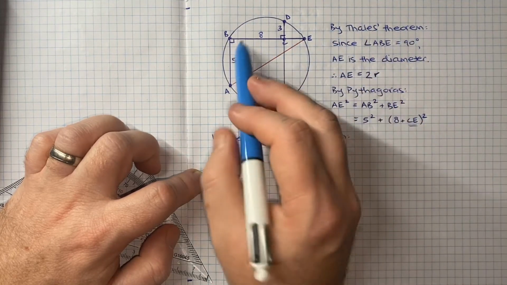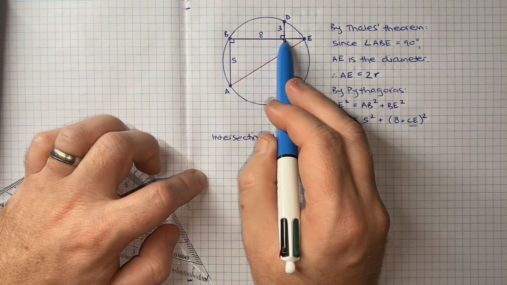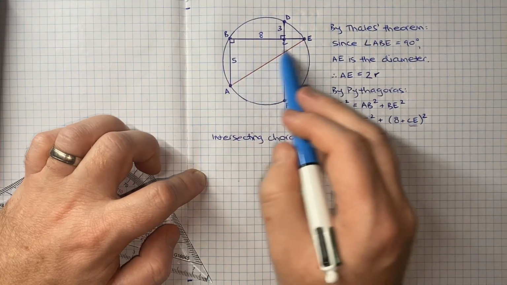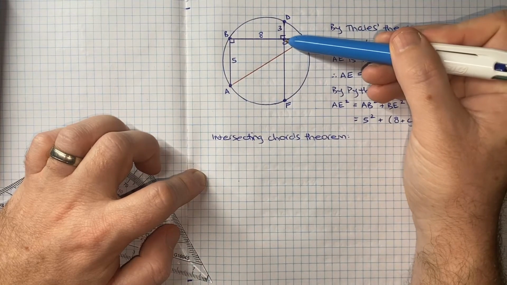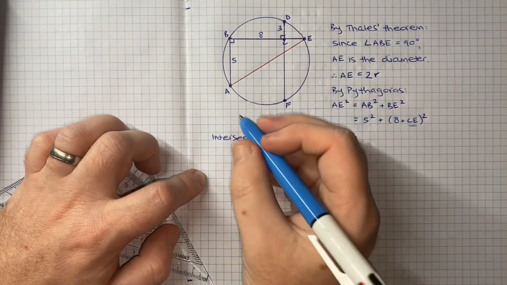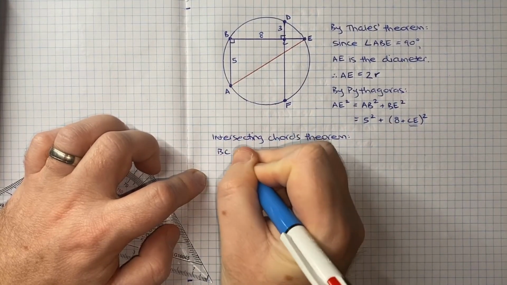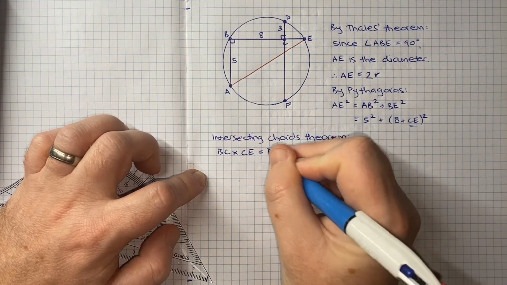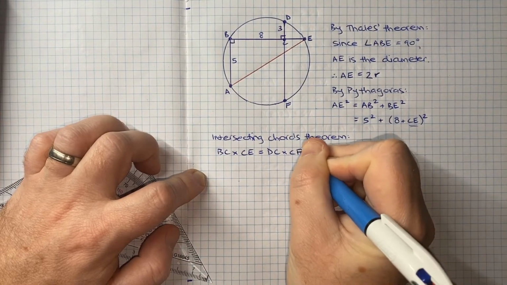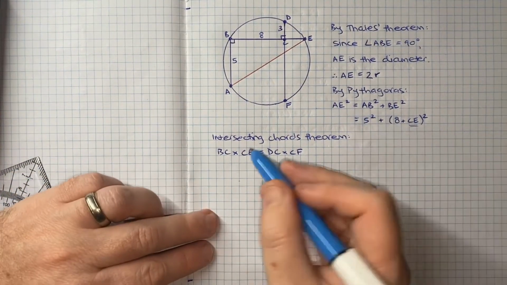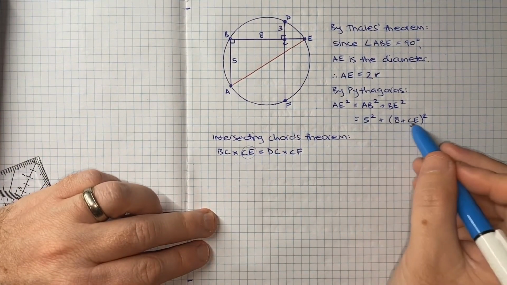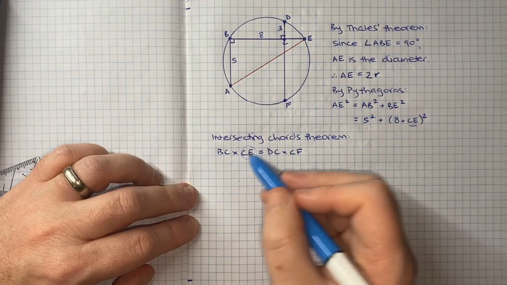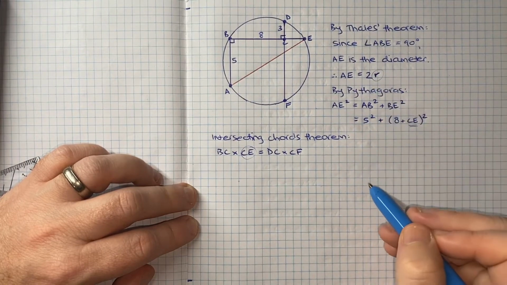So what we can say is that the length from BC times the length from CE must be equal to DC times CF. So we say BC times CE must be equal to DC times CF. And notice that we've got CE here, which is really what we're concerned with. So if we can isolate that, then we can work our way back to calculating the radius.